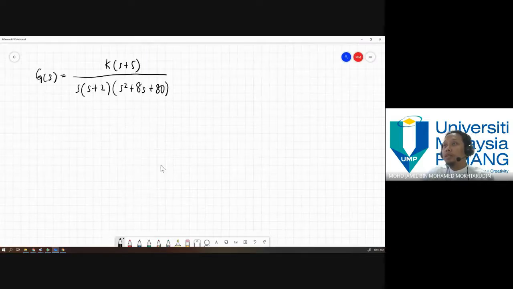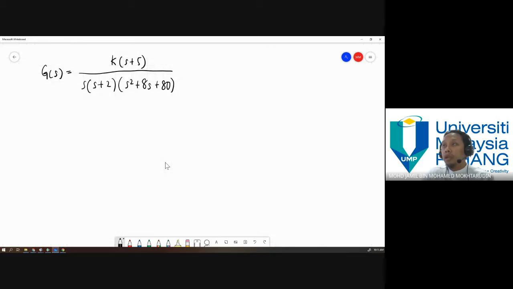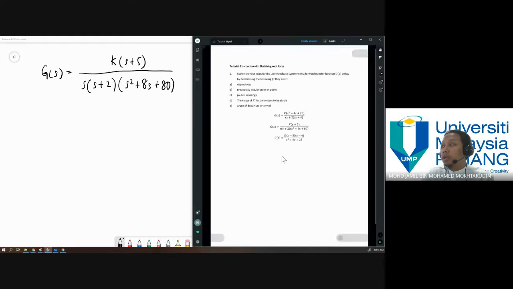Okay, so the first step is we need to find the poles and zeros. Again, a reminder: this is a unity feedback system with a forward transfer function. For a unity feedback system, you can find the closed loop poles and zeros straight away from the forward transfer function. If you have a non-unity feedback, you need to simplify the system first and then find the poles and zeros, assuming k equals 0 and k equals infinity. But for this case, we can straight away find from G(s).